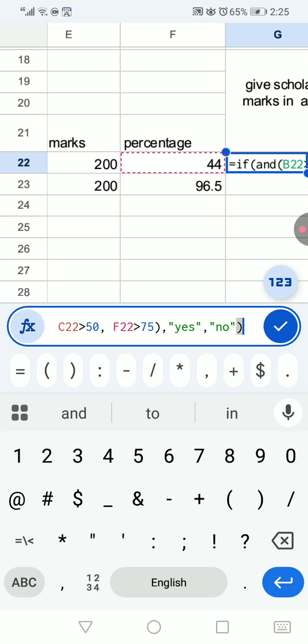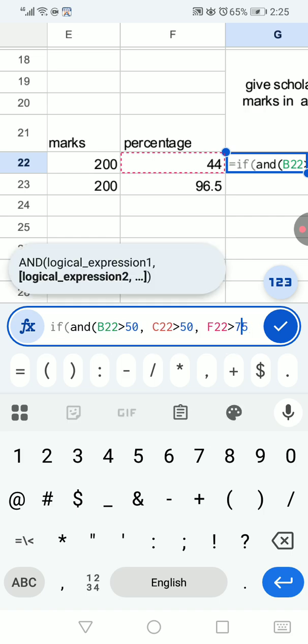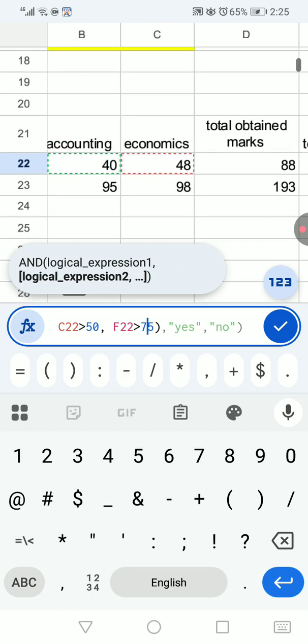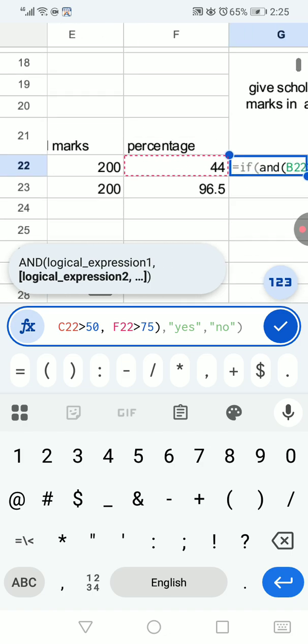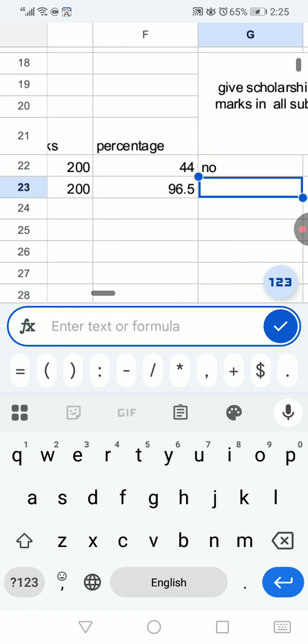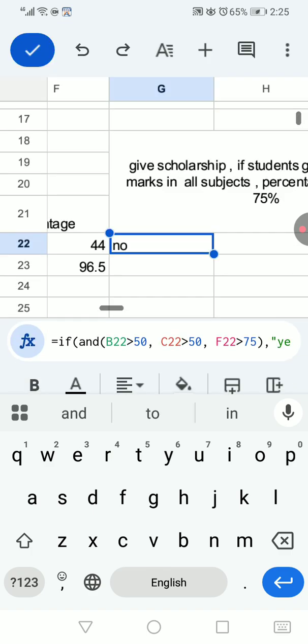I'm sure you people have noticed everything. Once again, look here. IF bracket start and AND bracket start, and then you will put your criteria. All subjects should carry marks more than 50. Look here, B22 more than 50, C22 more than 50. And percentage should be more than 75. In case this criteria is valid, write down yes, otherwise no. So now, as you know, your first student is not meeting the criteria, answer should be no. I'm going to click it. So here you can see that the answer is no.